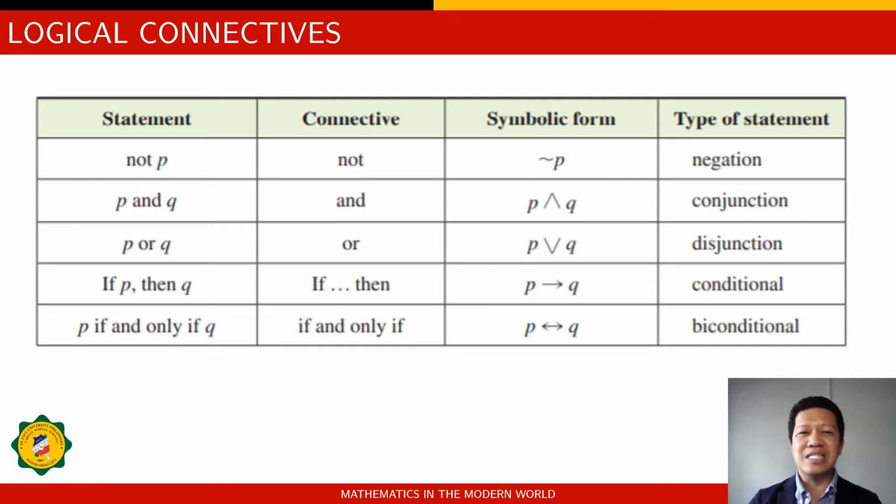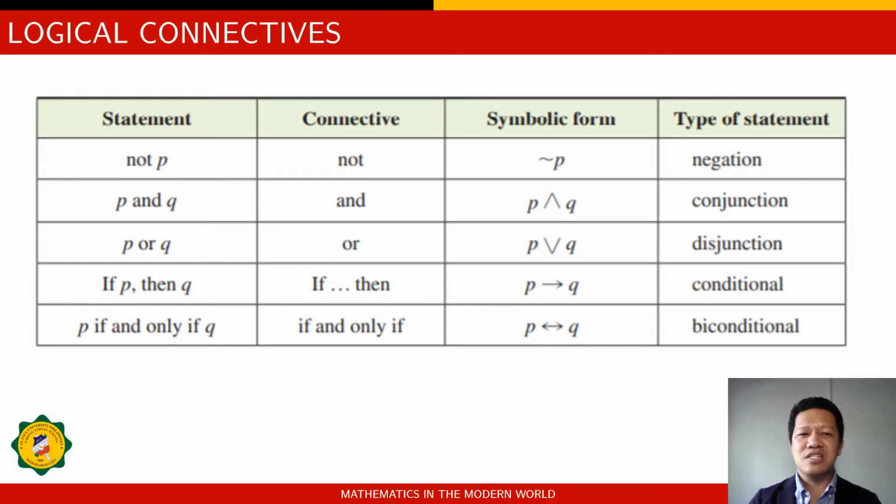An example is not P because in logic we use lowercase letters such as P, Q, R, S, T to denote statements. So for negation, we use the word not, and this is the symbol. It's like an enye or tilde. And then we have the second type, conjunction. For conjunction, we use the word and. So P and Q, and this is the symbol for and.